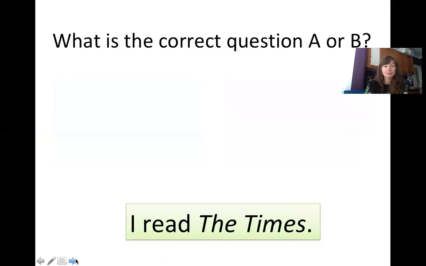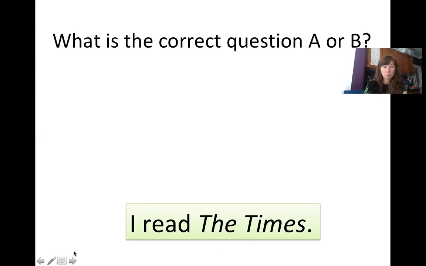Okay, next. I read the Times. Now, the Times is a newspaper. Like, what else is a newspaper? The Observer, the Sun, the Daily Mail, the Guardian. All these are types of newspapers.